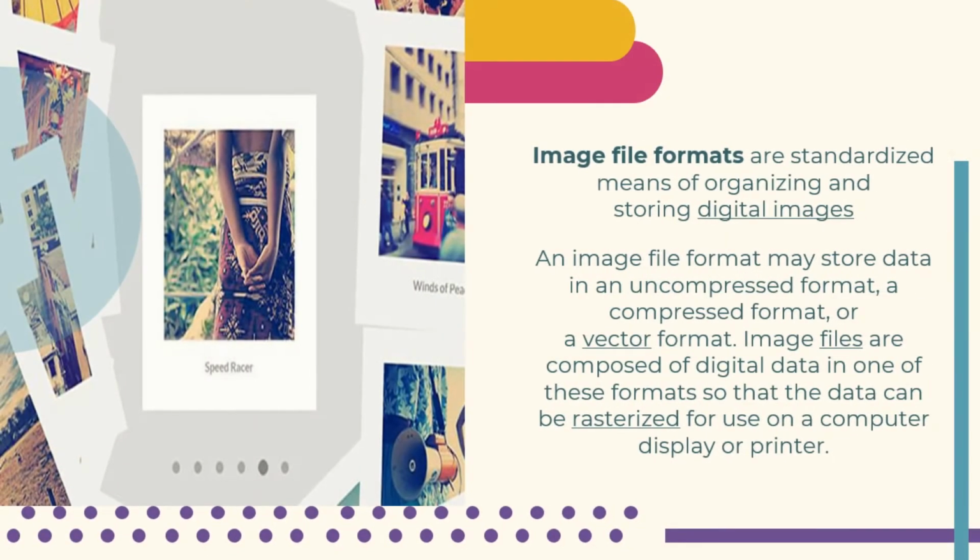The next step is the image file format explanation. There are a lot of image file formats in the world. Image file formats are standardized means of organizing and storing digital images. An image file format may store data in an uncompressed format, a compressed format, or a vector format. Image files are composed of digital data in one of these formats so that the data can be rasterized for use on a computer display or a printer.